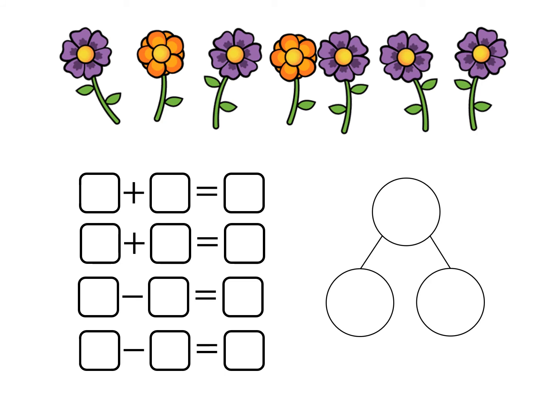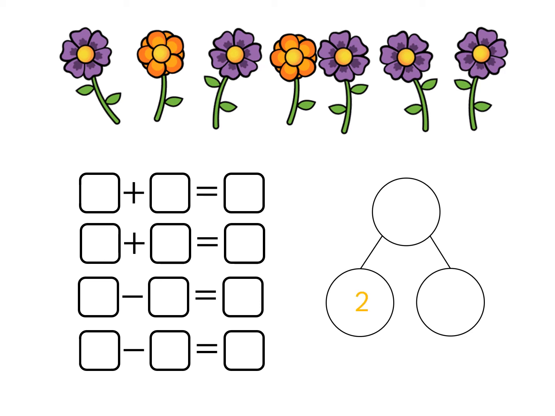So here's another example then. We have got how many flowers at the top? You count the flowers for me. How many all together? Super, well done. We have got 7 and we've got them split into 2 different colours. So how many orange flowers have we got? Well done, we've got 2 orange flowers. And how many purple flowers have we got? Well done, we have got 5 purple flowers.